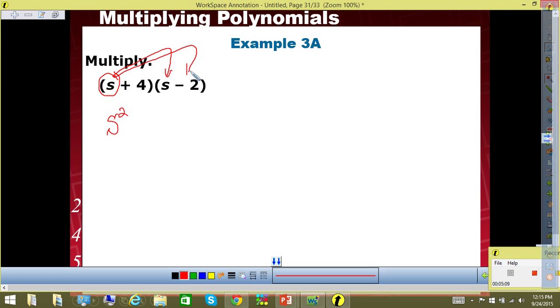S times negative 2, that's negative 2S. So far, so good? So I'm done with this one times these two terms. But now I have another term. So I'm going to multiply this one times these two also. Instead of going this way, I'm going to do underhooks right here. What is 4 times S? Plus 4S. What is 4 times negative 2? Negative 8. Are we there so far?